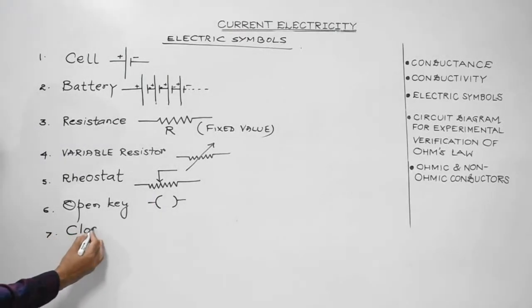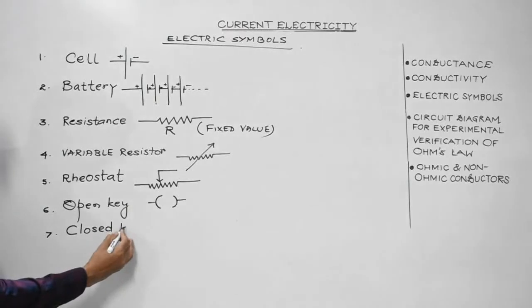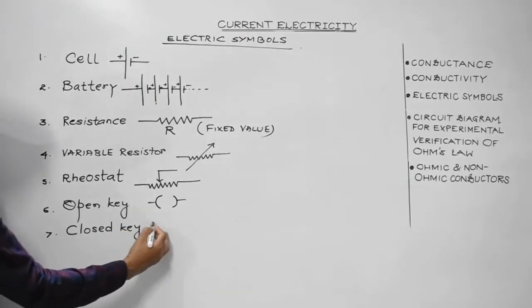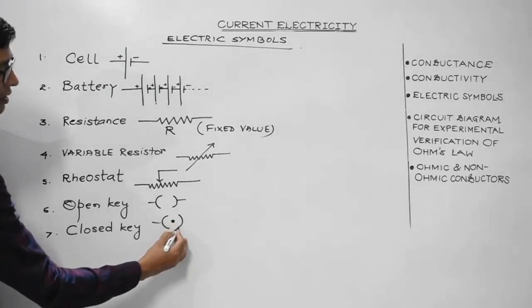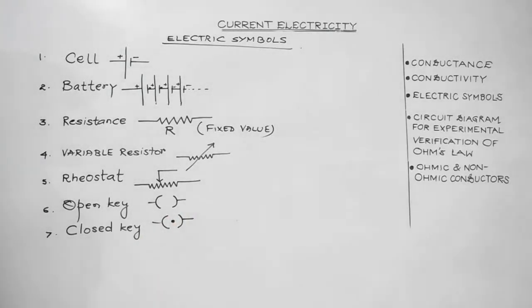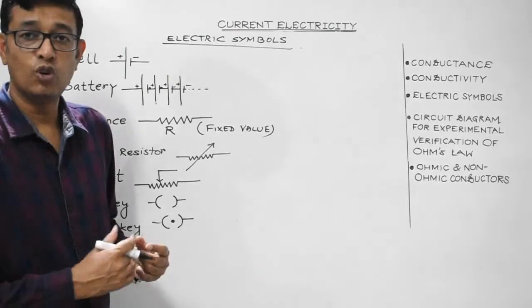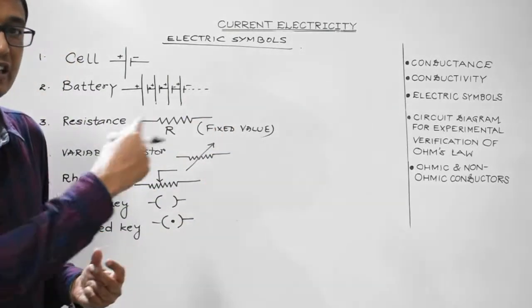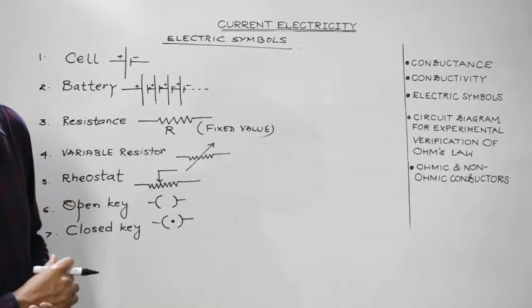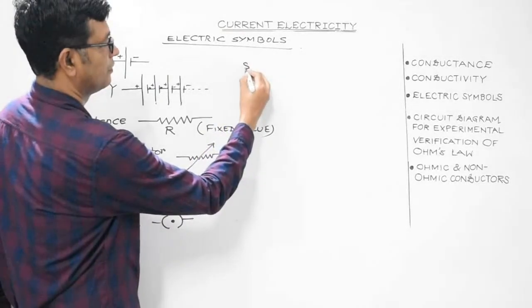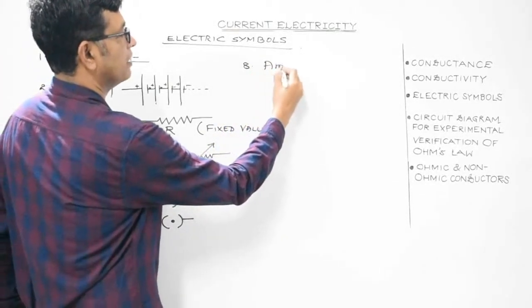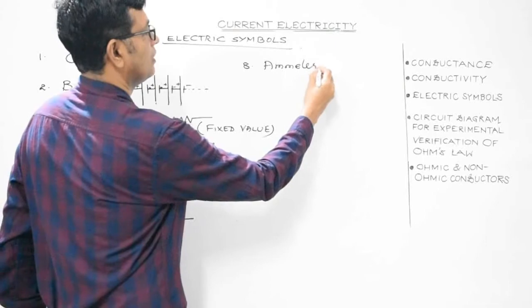Closed key. Closed key means when the key is closed, the circuit gets completed, so the current now starts flowing through the circuit. And as you are aware, the closed continuous path of the electric current is known as electric circuit, right? So this is the symbol for closed key. Then an ammeter. Now students, look.